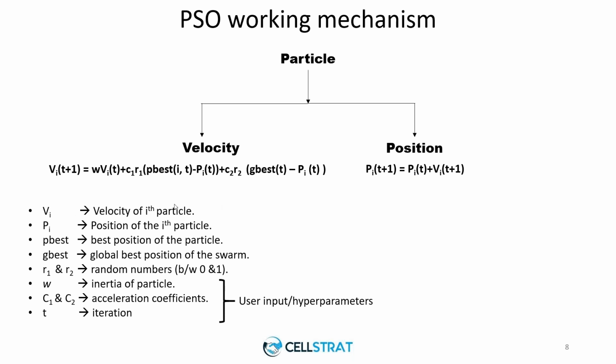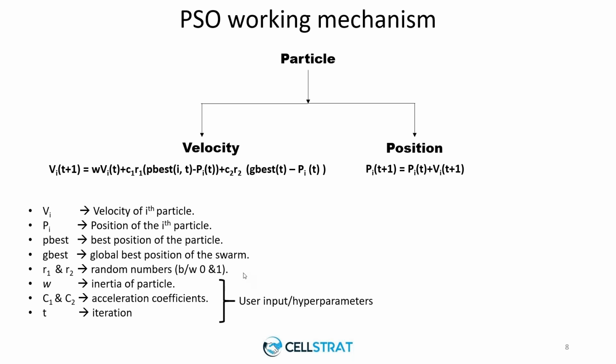Here vi is the velocity of the ith particle, and pi is the position of the ith particle. P best is the individual best of each of the particles, and G best is the global best of the entire swarm. R1 and R2 are random numbers between 0 and 1, and these three are your user inputs or hyperparameters. W is the inertia of a particle, and C1 and C2 are the acceleration coefficients.